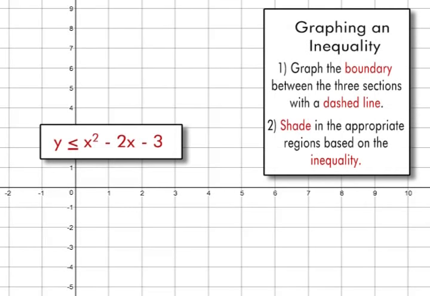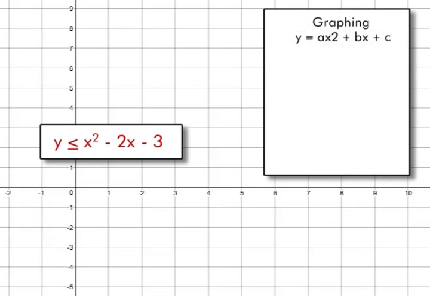Finally, I want you to see that this can be done with a quadratic as well. So let's look at the inequality. Y is less than or equal to x squared minus 2x minus 3. So this is a quadratic equation, or inequality in this case, that is written in standard form. So the first thing I need to do in order to graph this is to find the vertex.